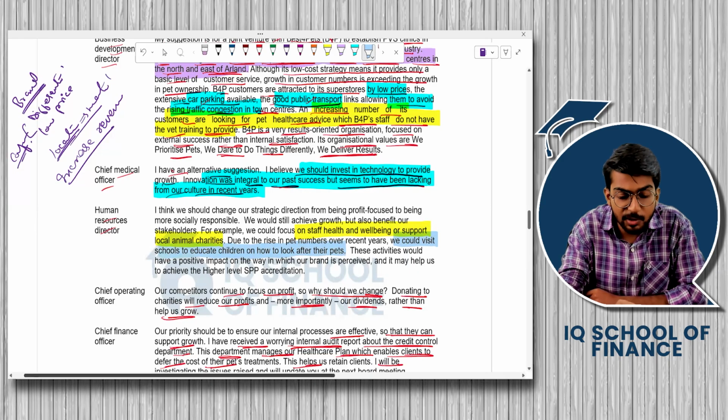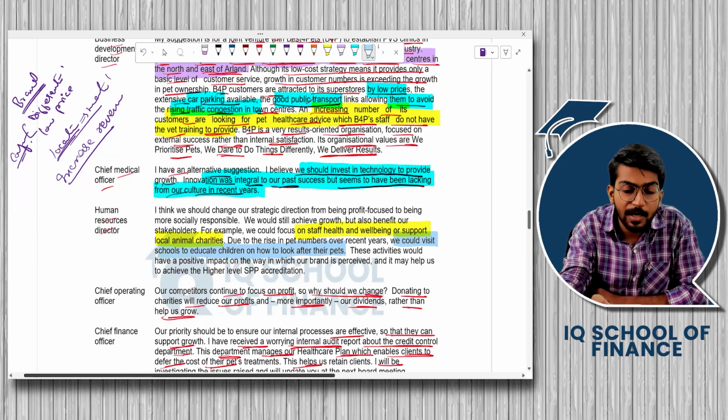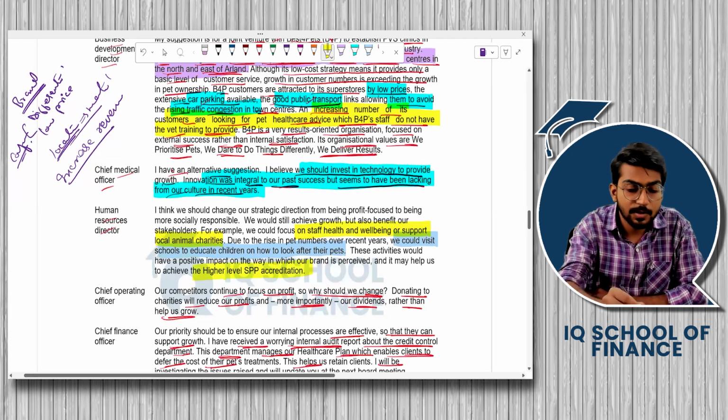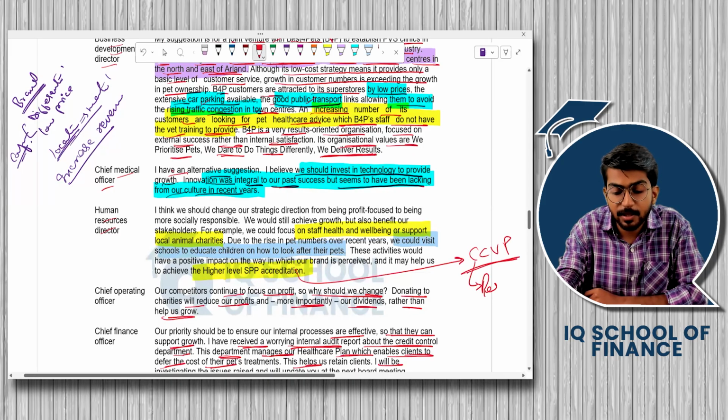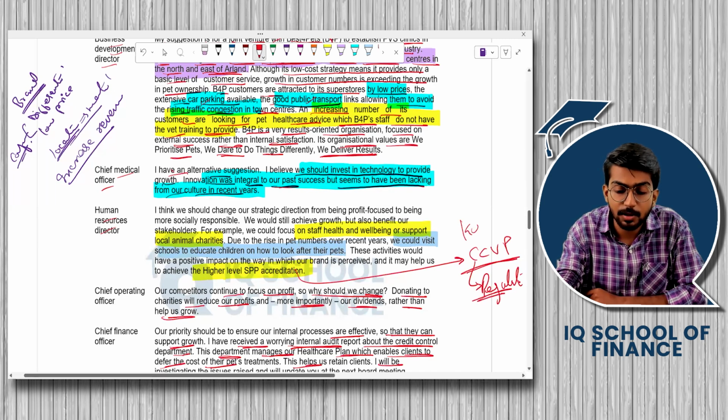These activities would have a positive impact on the way in which our brand is perceived, and it may also help us to achieve the higher level SPP accreditation. All right. So there is something related to our CCVP regulator who regulates this industry, right? So this is also our stakeholder, key stakeholder.